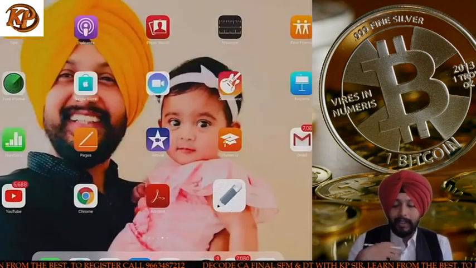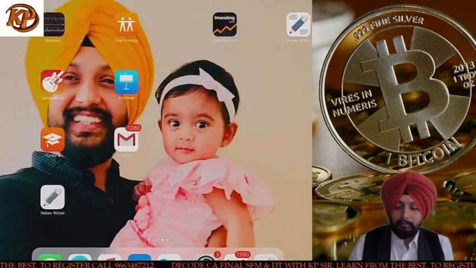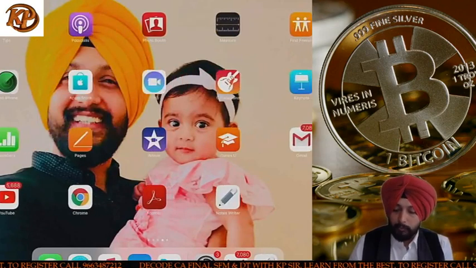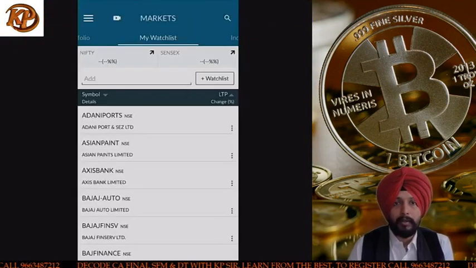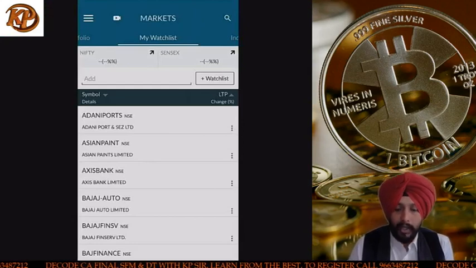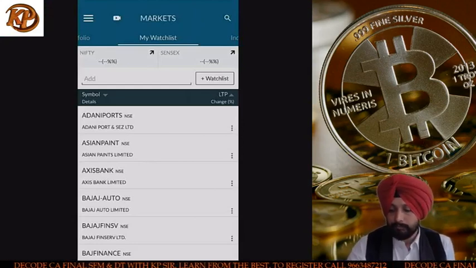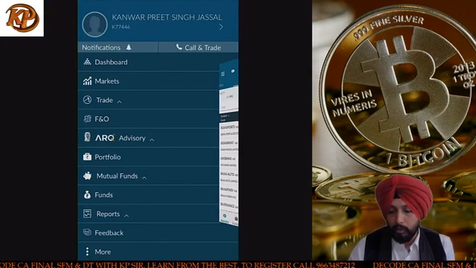So let me give you a practical example. I have my demat account in Angel Broking, and this is the Angel Broking app. I have opened it. I don't know if I'm logged in. Yeah, I'm logged in.